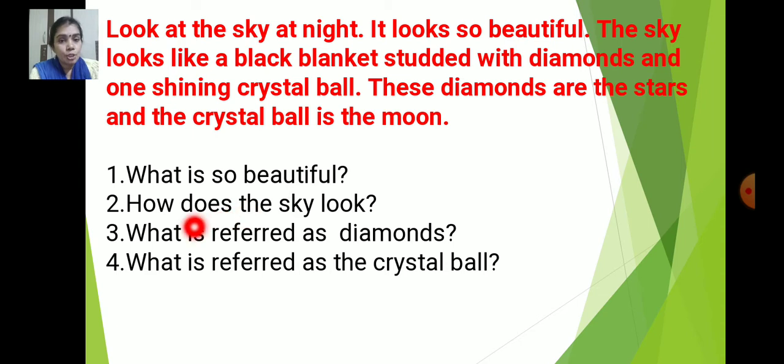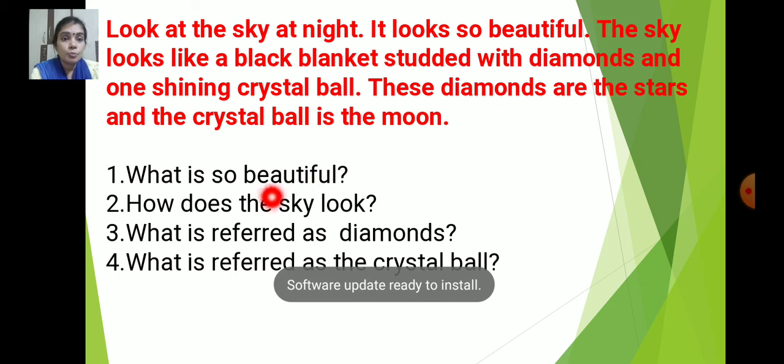Number 2. How does the sky look? We saw the word here, look. So how does the sky look? The sky looks like a black blanket studded with diamonds. How does the sky look? The sky looks like a black blanket studded with diamonds.